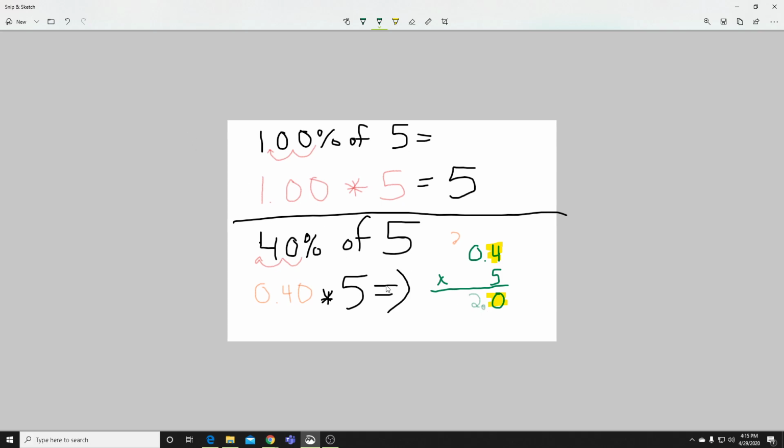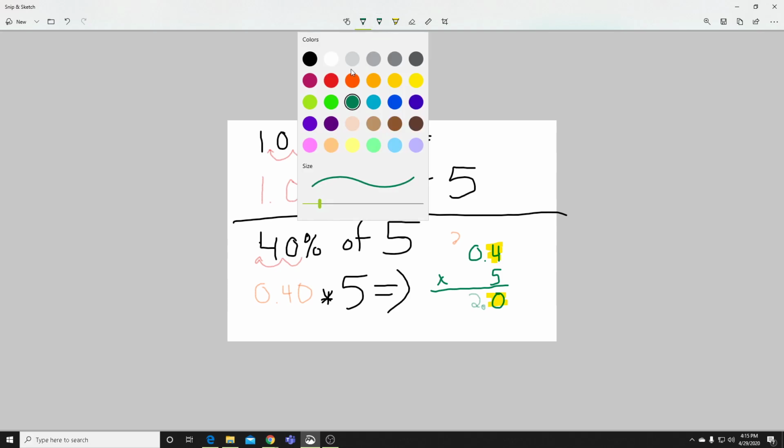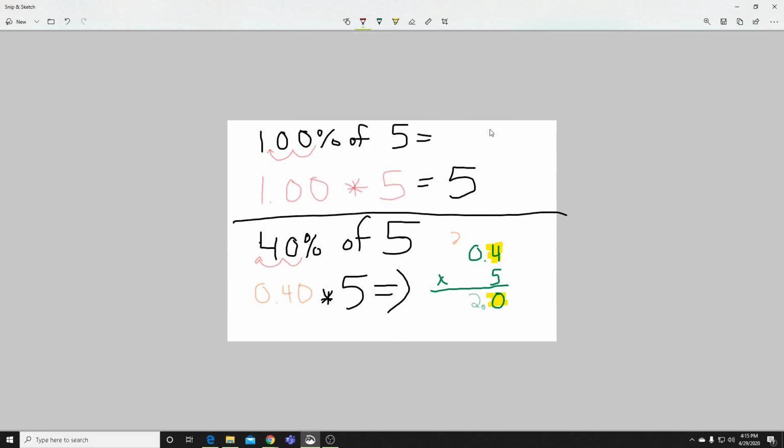So what do you know? 2 out of 5 would be 40% of 5. And that's something we've talked about in class. We did a lot of that with fractions. So that's telling us that 2/5 is equal to 0.4, or 0.40, which is equal to 40%.